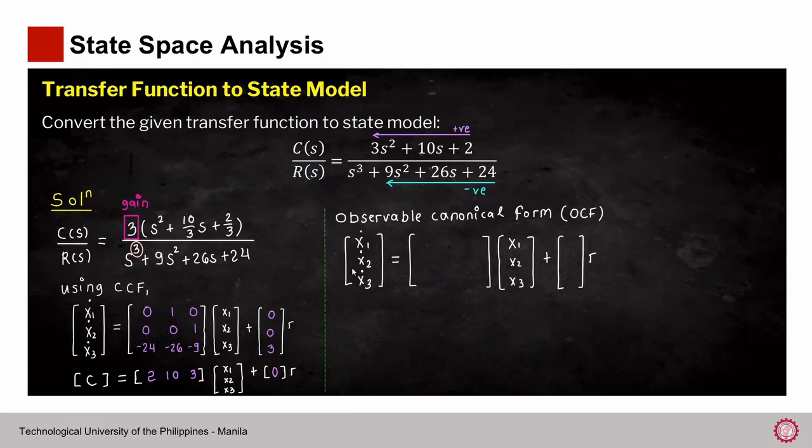Now guys, what we will do is just transpose the state matrix of the CCF to obtain the state matrix of the OCF. How do we transpose, sir? You will read it horizontally, but you will write it vertically. So 0, 1, 0. And then 0, 0, 1. And then negative 24, negative 26, negative 9. That's it, guys.